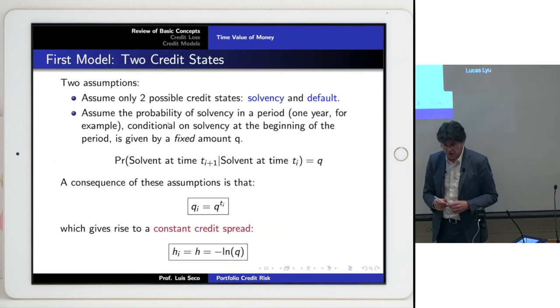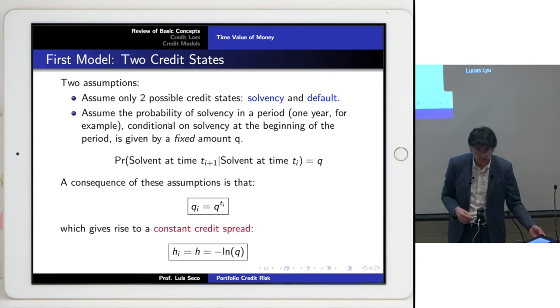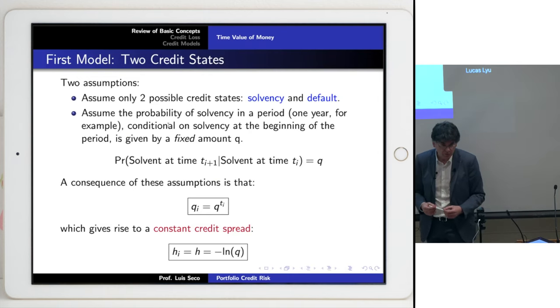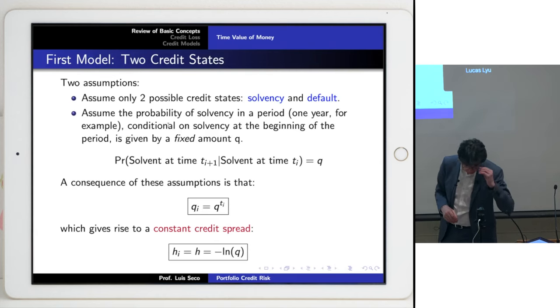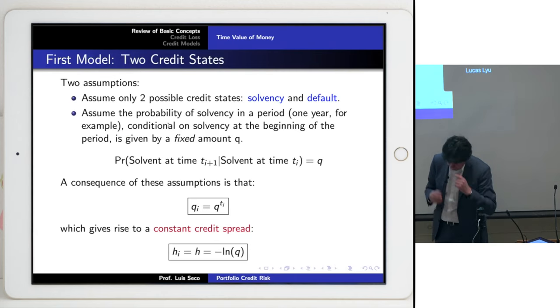And now I'm going to continue and do a little bit more thinking. I already made the relationship between the probability of solvency and this hazard rate. Okay. Great. Let me introduce now a Markov model. It's a very simple model for default. And the model is as follows.